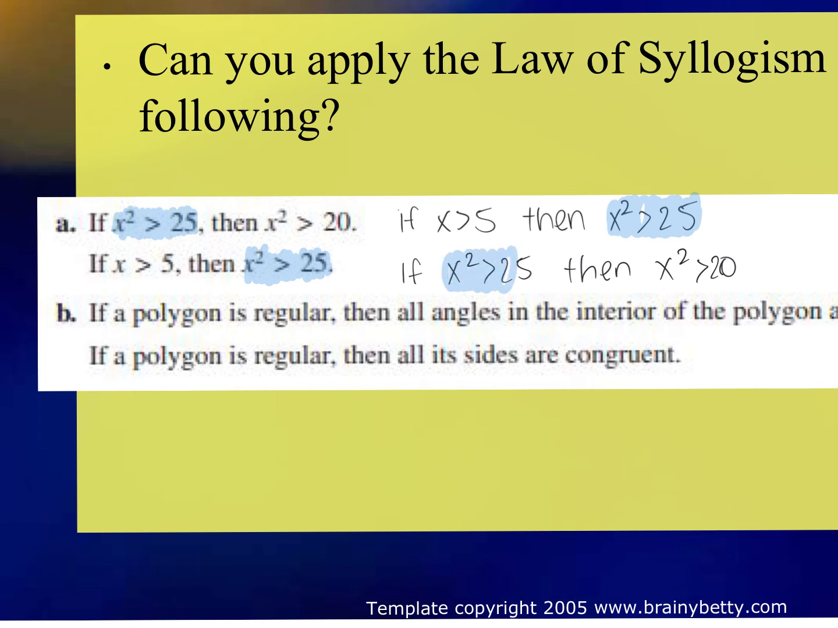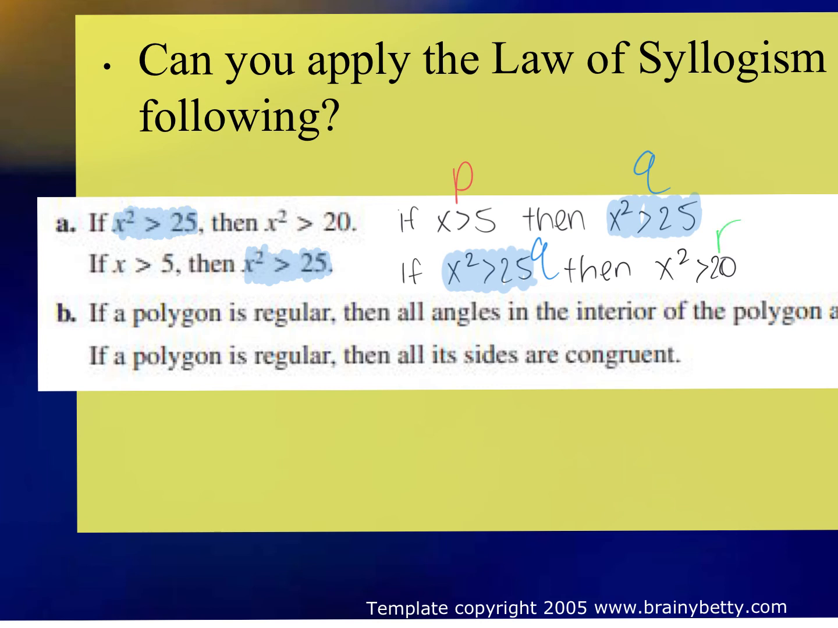And let's draw out the letters so we can see what's happening. So this x is greater than 5 is our P. Then we go to Q. Then we have Q again. And what's x squared is greater than 20? What should I label that? Anyone remember from yesterday? R. Very good. That's our R.